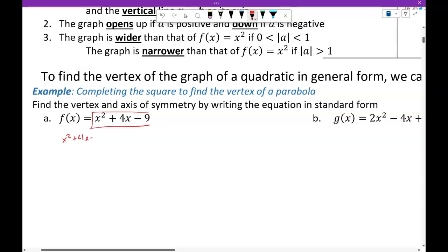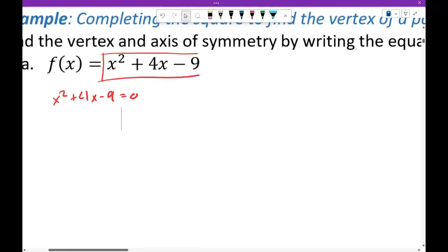The first thing I like to do is take my parabola, and I like to set it equal to 0, and then go through the process of completing the square by moving the constant to one side of the equation and leaving the variables on the other side. And then I add in my boxes to remind me of the square.